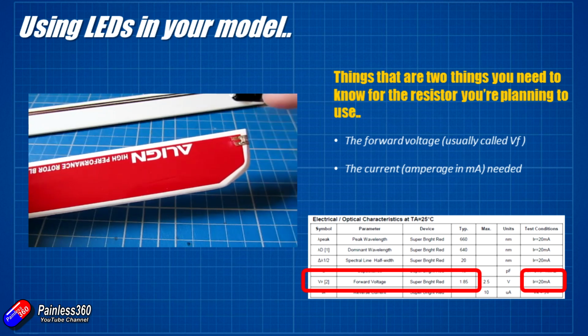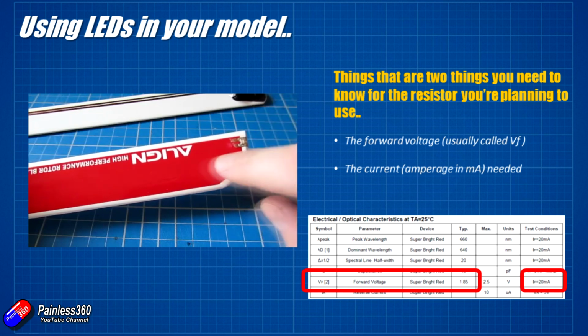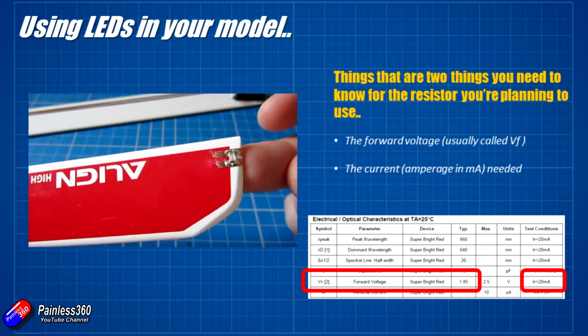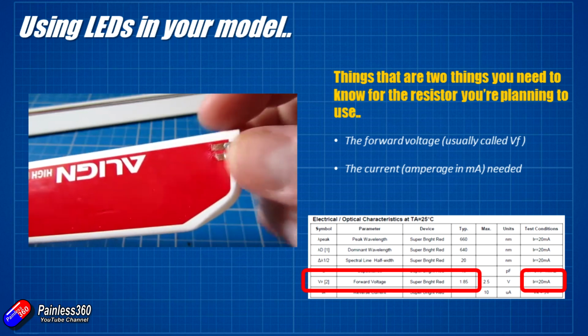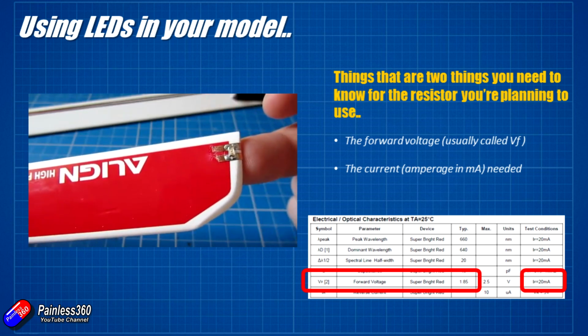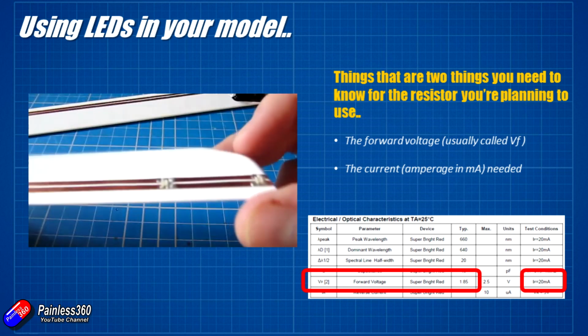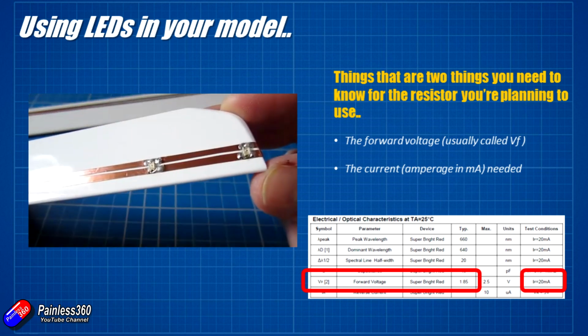The first 2 things are specifications for the LED itself. Now the forward voltage and the current that it needs are usually in the datasheet that goes along with the LEDs. The default values that I always work with if I can't find a datasheet are 1.8 volts for the forward voltage and 20 milliamps for the current, and that usually works pretty much all of the time.